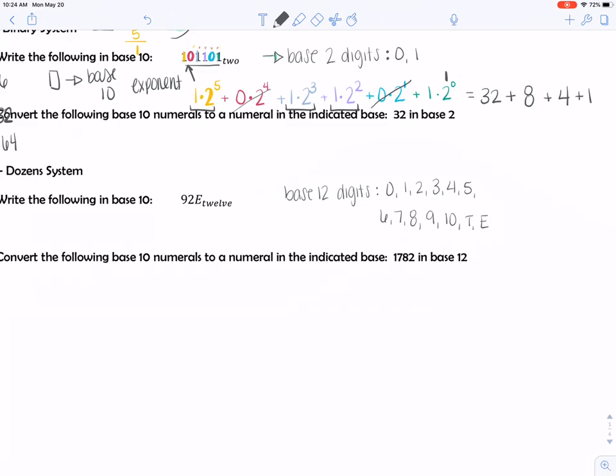So my number actually ends up being 32 plus 8 plus 4 plus 1. And so then I will have 45 as my number, as my base 10 number. So I can actually call that 45 because I converted that number of base 2 to a base 10.